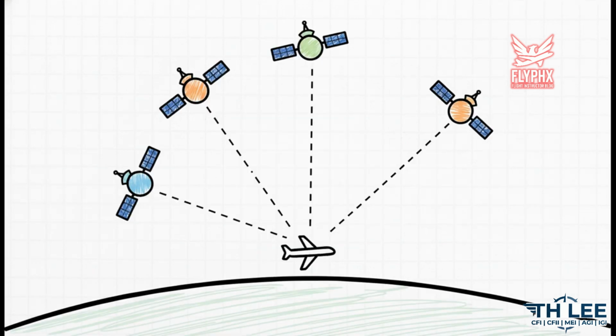Speaking of navigation, the most ubiquitous system we use today is the Global Positioning System, or GPS. It's a satellite-based navigation system originally intended exclusively for military applications by the United States Department of Defense. But it was made available for civilian use back in the 1980s.